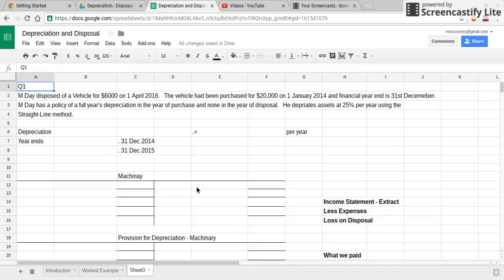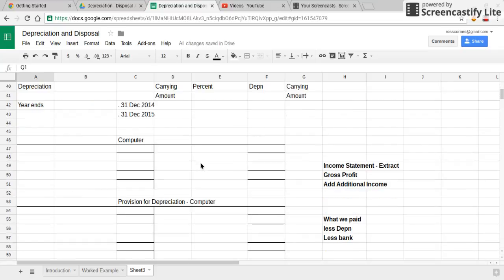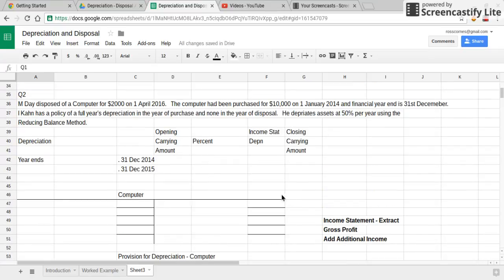Right, second question for you to have a go at. Okay, reducing balance depreciation. Good luck with that, and I hope you enjoy this topic.